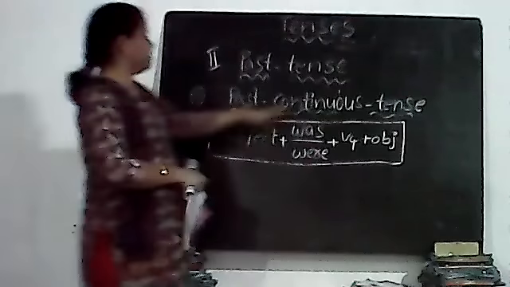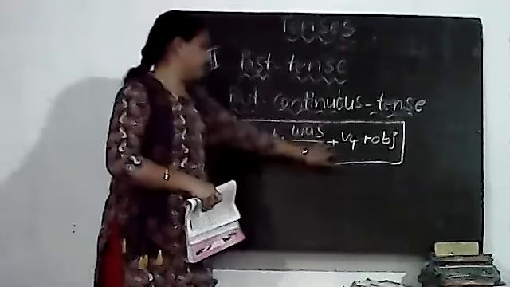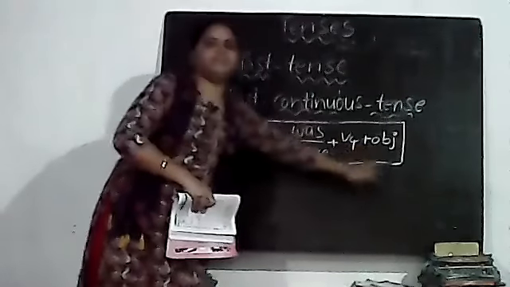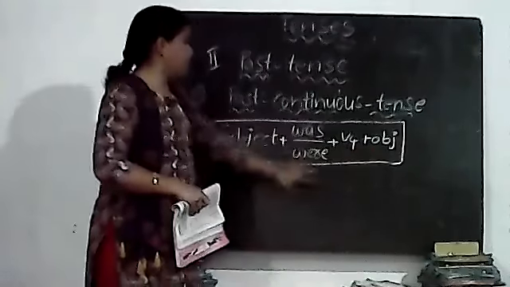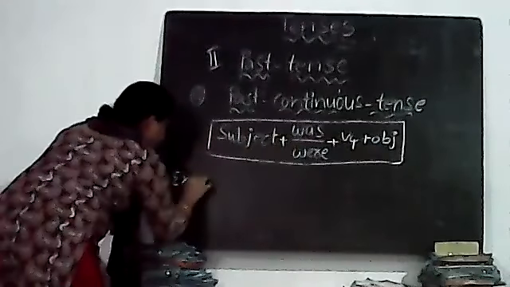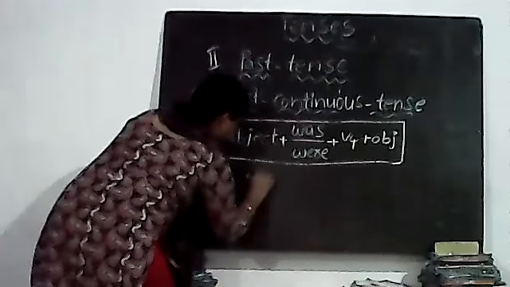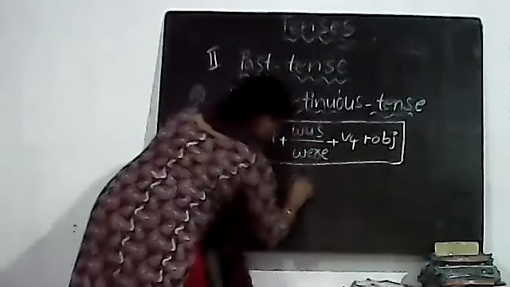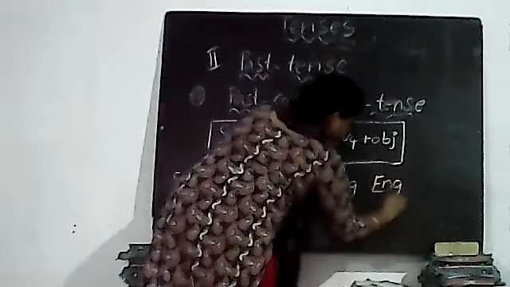So present continuous also is the same like this: subject plus am, is, are plus verb 4, finally object. So here one thing changes. What is that one? Only the helping verb, was or were. So I write another example too: I was speaking English. So the object goes to English, object here.